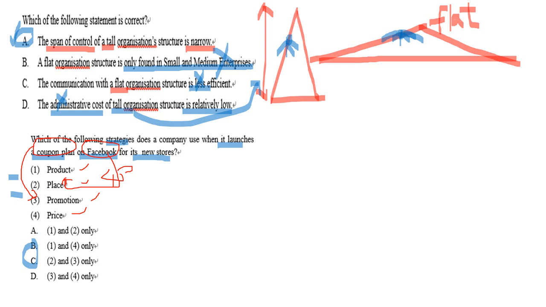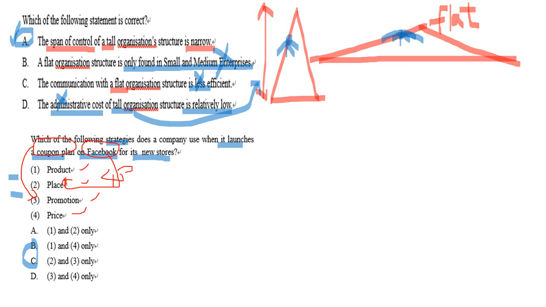While B, look at this. "A flat organization structure only suits small and medium enterprises." This is wrong. We do not only limit it to small and medium enterprises. C, "the communication of a flat organization structure is less efficient." Wrong, because the number of layers for a flat organization structure is smaller. The fewer layers, the more able the supervisors are to communicate with their subordinates. D, "the administrative cost for tall organization structure is relatively low." Wrong. It takes time for the top management to reach the bottom layer, so it is wrong. The answer is A.